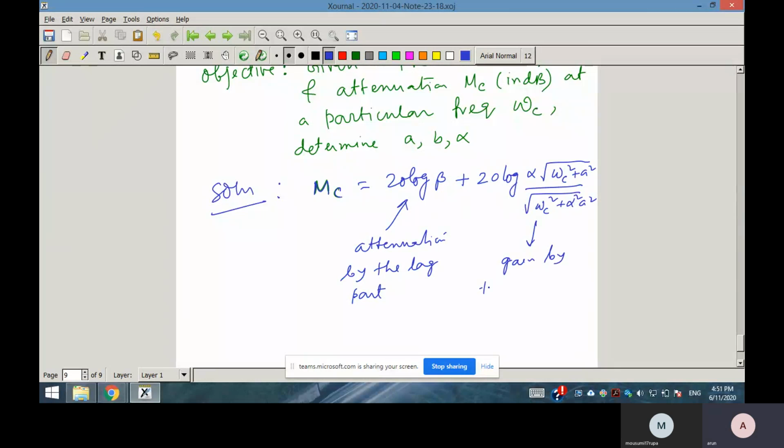Gain by the lead part. So ultimately some attenuation we will want. That means this part will be more negative than this part should be. This part should be more negative than this. That means that ultimately Mc is negative. 20 log beta should be less than this one, such that Mc is negative.